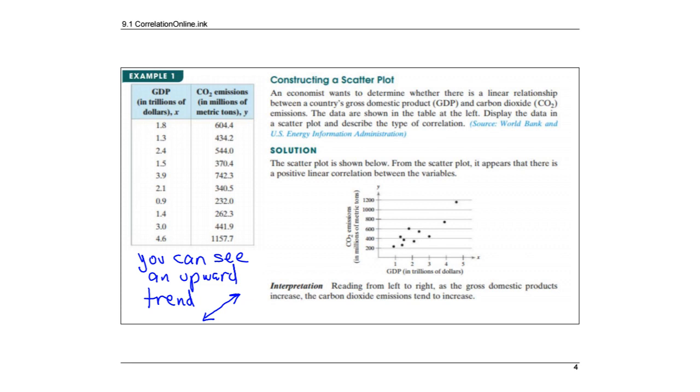If you took the data and graphed it, which is what they did here, and they put it on this graph, you can kind of see an upward trend. It's not perfect. It's not a perfect line, but no data is going to be perfect. But you can see that it's basically headed upward. And so we're going to say that as the gross domestic product increases, the carbon dioxide or the CO2 emissions also increase.